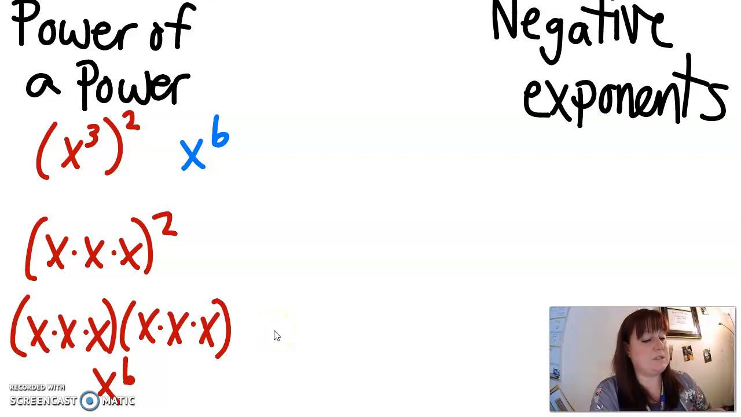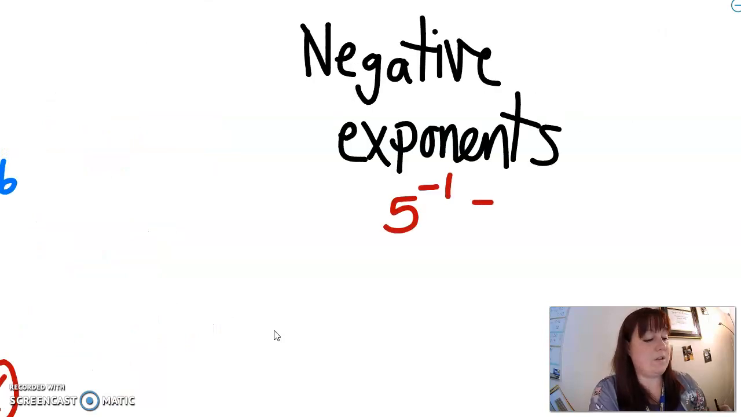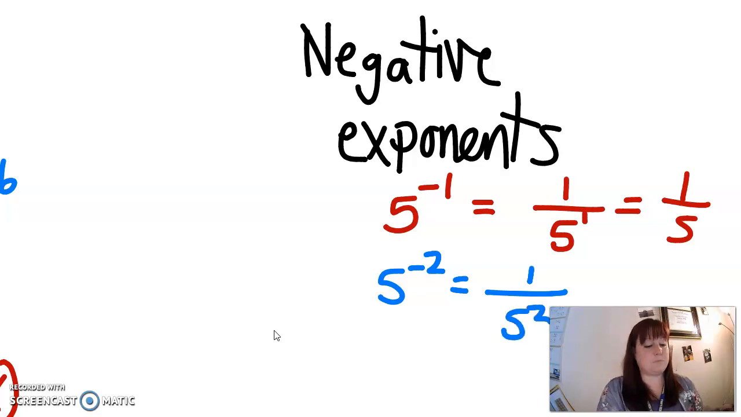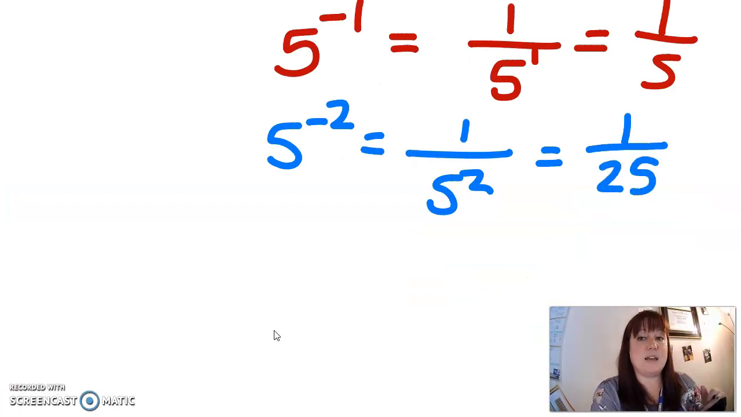What about negative exponents? What if I have 5 to the negative 1? Well, if you remember, there's a little saying, cross the line, change the sign. Basically, what it means is if you have a negative exponent, it needs to go across the fraction line to make it a positive exponent. So this is the same as 1 over 5 to the first, which is the same as 1 over 5, right? But what if this was 5 to the negative 2? Well, that would be 1 over 5 squared. So that would be 1 over 25, right? So I crossed the line, I changed the sign.